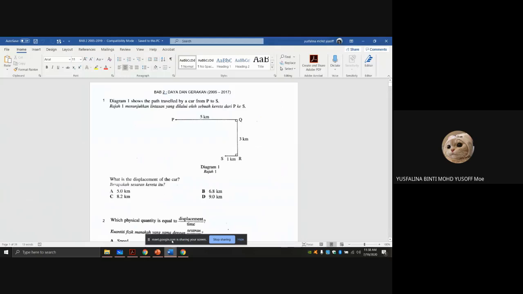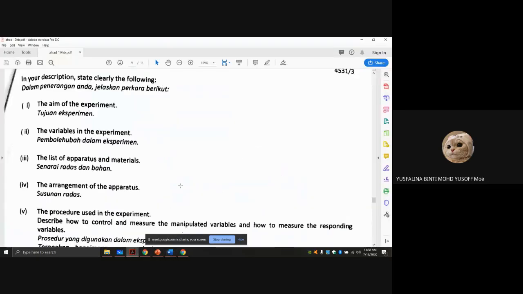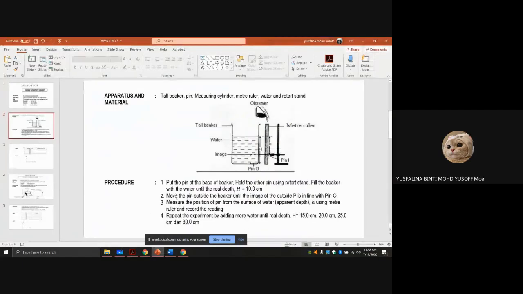Okay, sorry. Electronic balance, not weight balance. Electronic balance. Okay, so the next one, this is the diagram. The diagram must be labeled, right? And then the next one is the procedure.